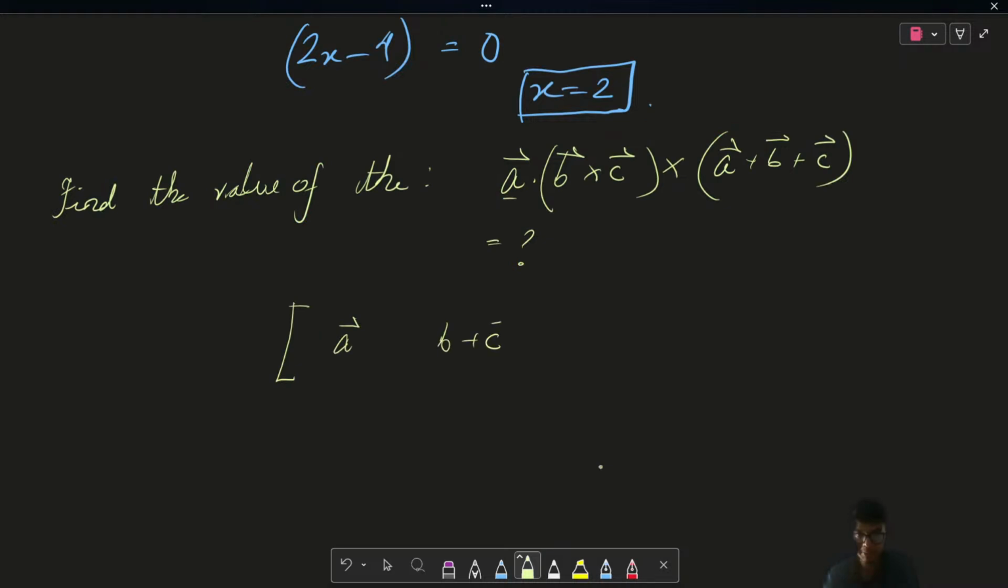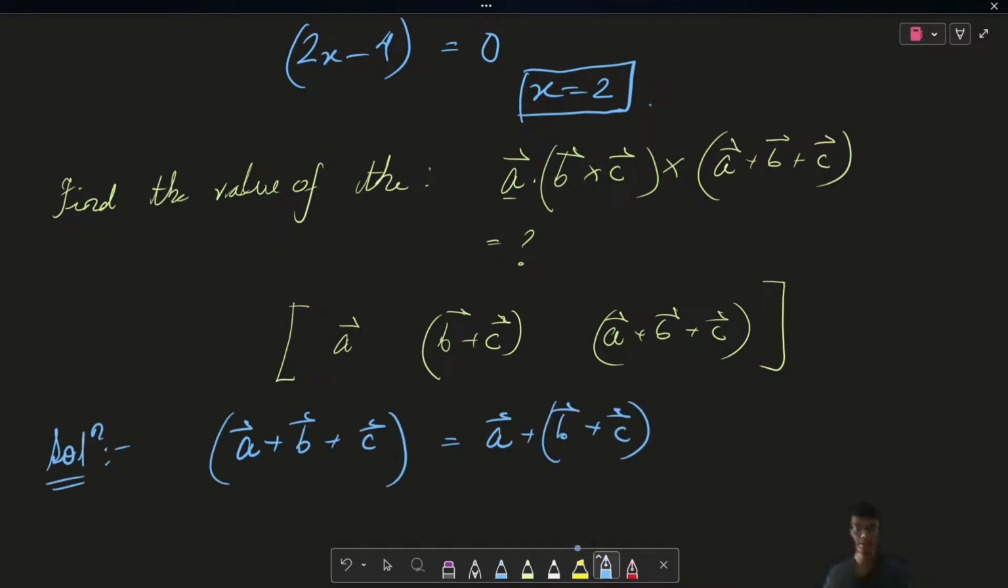Vector b plus c vector and a vector plus b vector plus c vector, and these will be given in the scalar product, right? So this is the result. Very important to note this particular understanding. So let us try the results of the coplanarity concept.